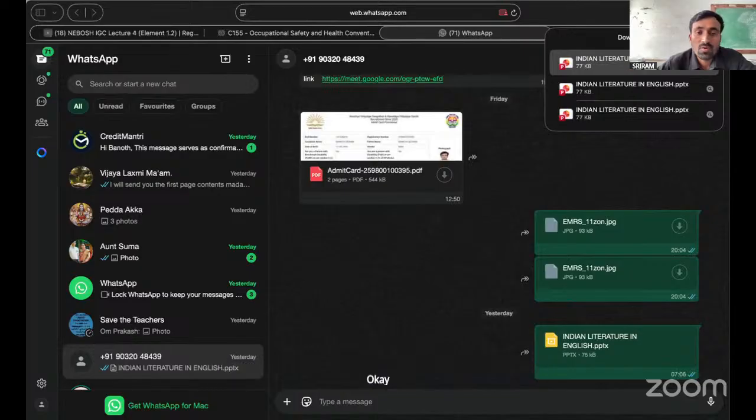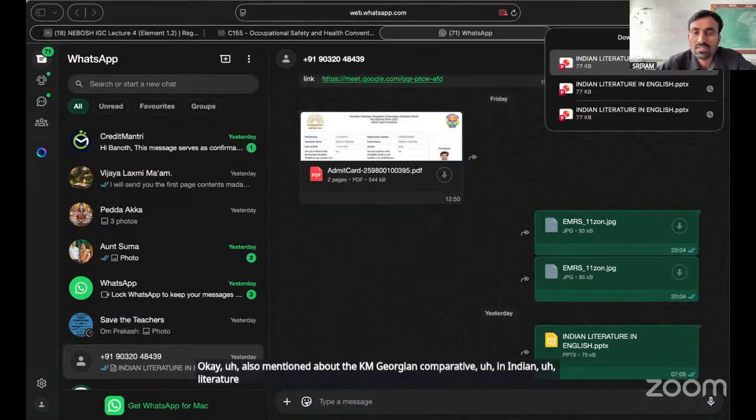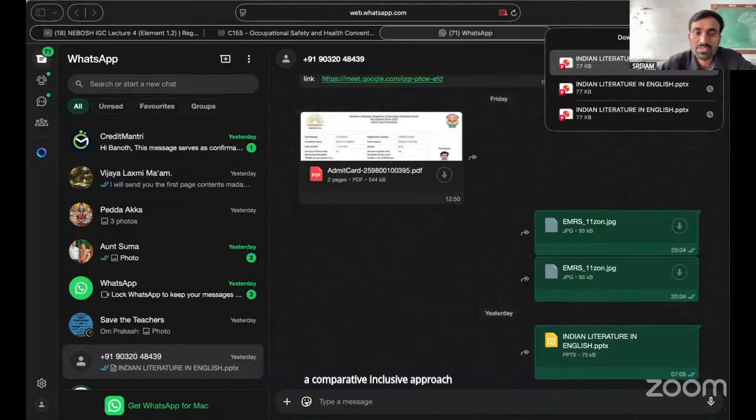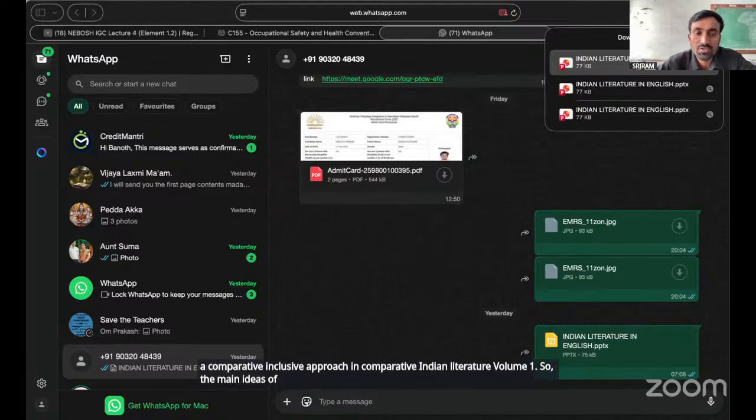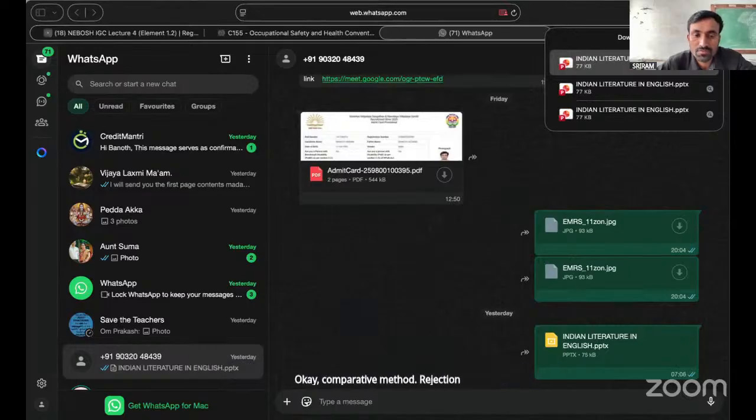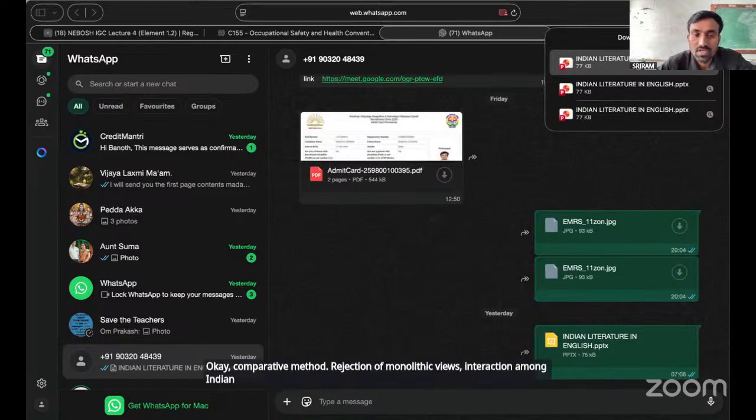Also mentioned is K.M. George, in Comparative Indian Literature, volume one. That is the book name. K.M. George, a noted Indian literary critic, presents a new way of understanding Indian literature through a comparative, inclusive approach. The main ideas of K.M. George are Indian literature as a composite whole, the comparative method, rejection of monolithic views, interaction among Indian languages, and the importance of translations.